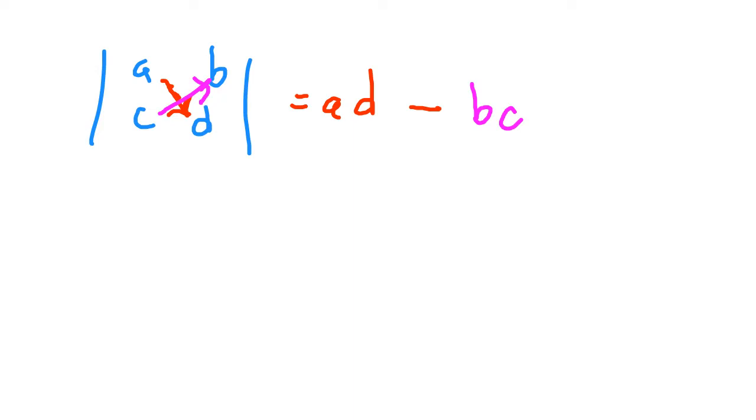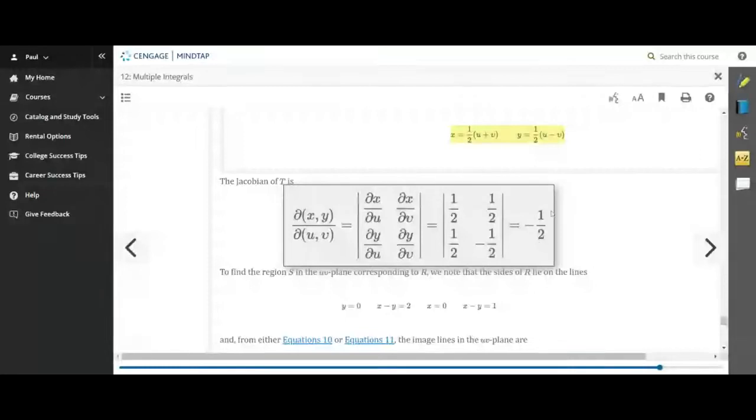All right, let me go back to the slide. In this case, for that determinant, you'd have 1/2 times negative a half, which is a negative fourth, minus 1/2 times 1/2, which is minus a fourth. So that minus a fourth is negative 1/2.